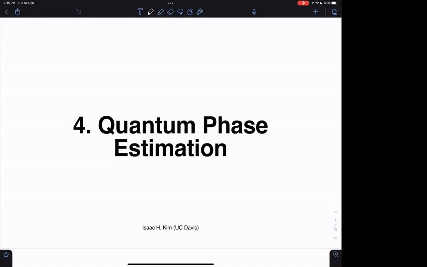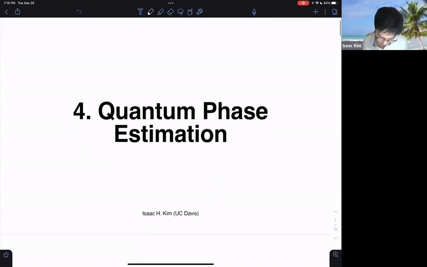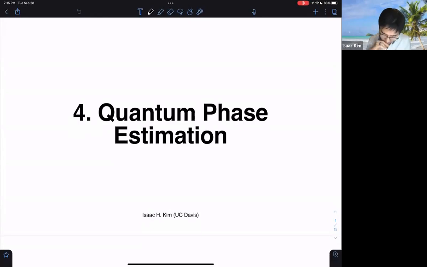Whenever you're ready. Okay, so let's go for it. So now I'm going to talk about quantum phase estimation.